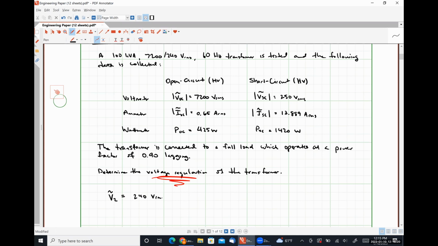Now, I'm actually going to modify this very, very slightly. I'm going to call it 240 angle 0 degrees volts RMS. So effectively what I'm doing here is I'm assuming a phase angle for the voltage, and I'm just saying it's 0 to make the math easy. And then our current I2 is going to be found with respect to that particular voltage. Jacob, what's up?